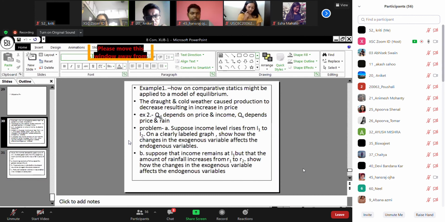Because of drought and cold weather, the production of a commodity has been decreased. Originally, there was equilibrium, price was P and quantity was Q. But because of drought and cold weather, the quantity supplied of the commodity has decreased. What will happen to the equilibrium price and quantity?